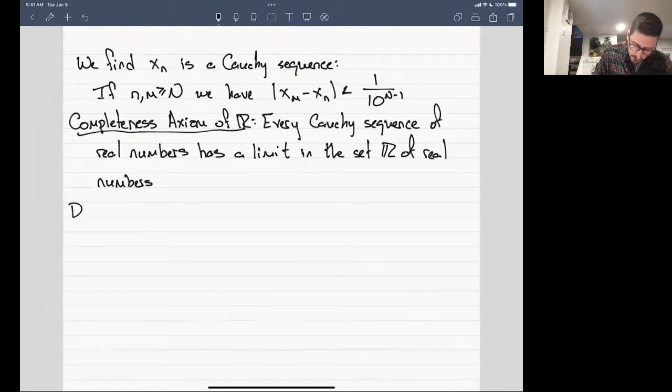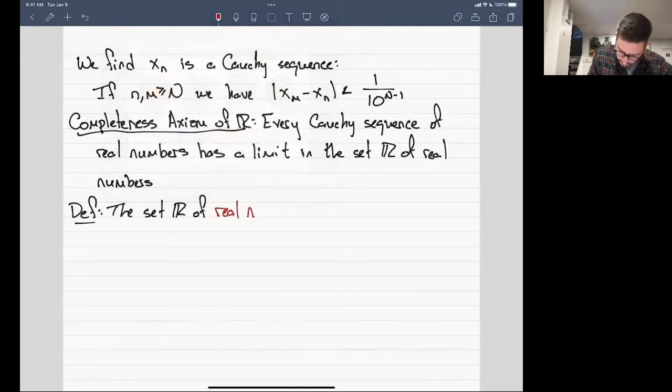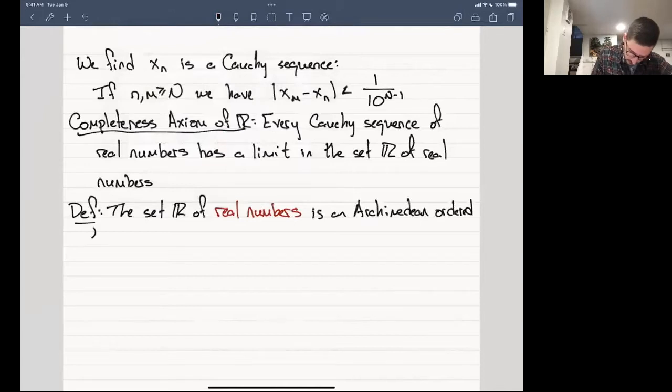And so this gives us the definition. The set R of real numbers is an Archimedean ordered field satisfying the completeness axiom.